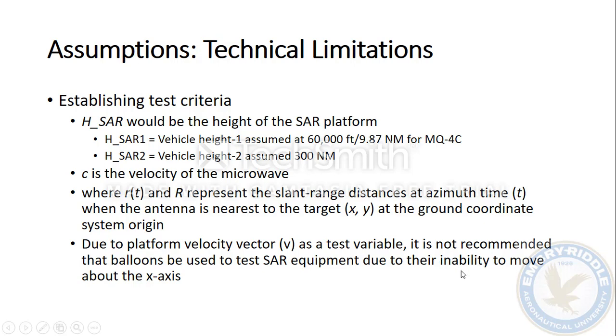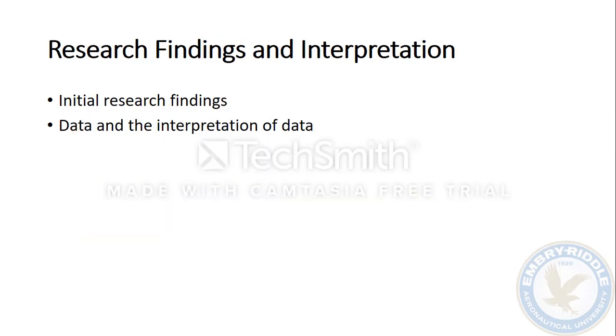It limited my UAS selection to something like Global Hawk or Triton, excuse me, in that balloons would be really good as far as altitude considerations and stability, but not good due to their inability to move about the x-axis, and it kind of limits their coverage. So looking at the technical limitations also helped me go backwards and say, all right, well, I can eliminate these types of UAS as potential sponsors of a new SAR sensor.